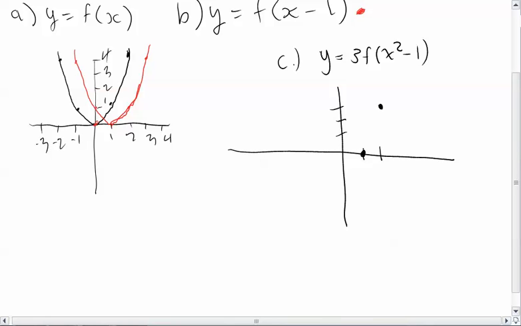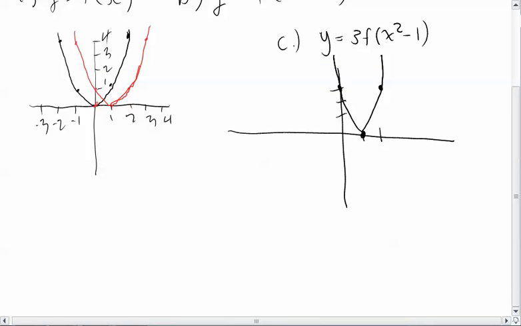So it would be here. And for the other point, it would be the same, but just to the other side. So I would go to the left 1 and up 3. So it would be right here. And that's how this graph would look.